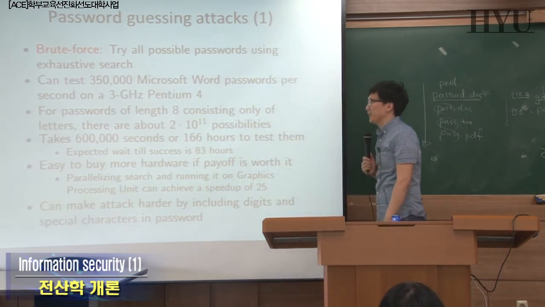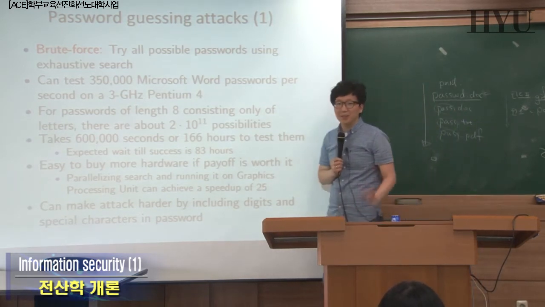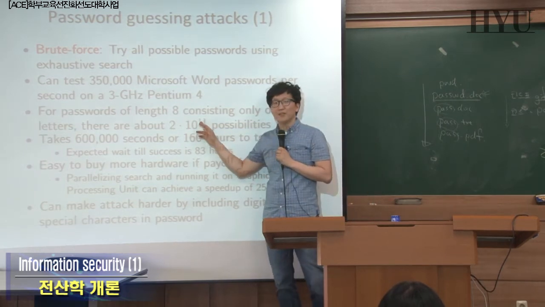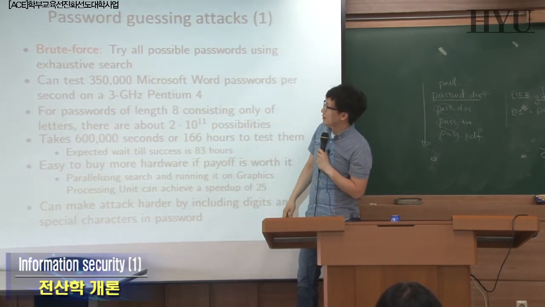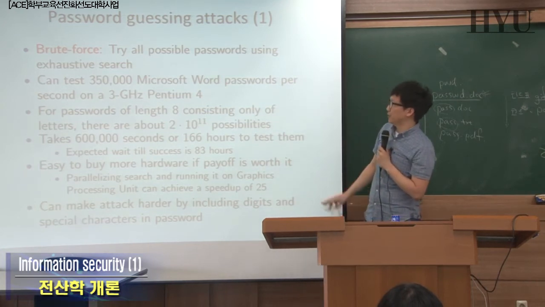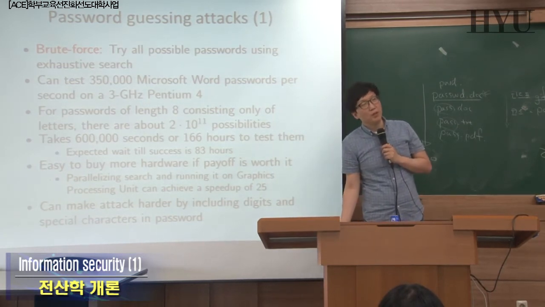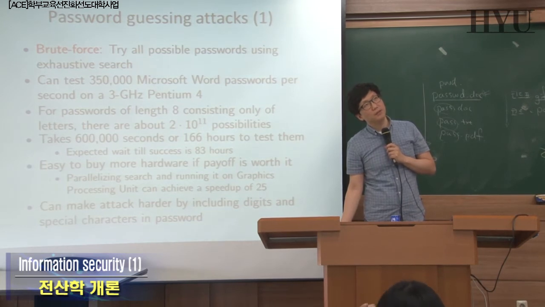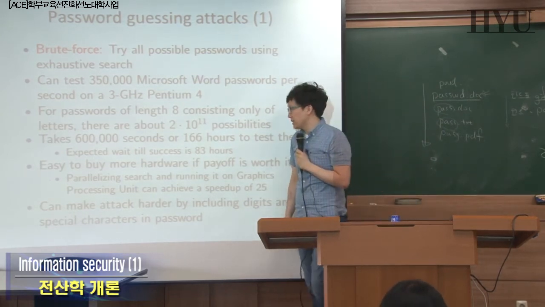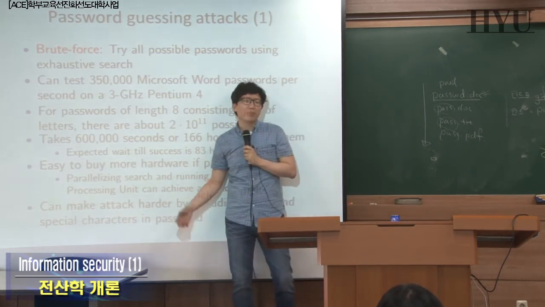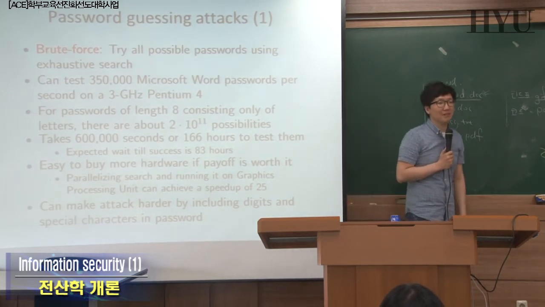Anyway, assuming your password only consists of letters and has a length of 8 characters, that gives you around 10 to the 11th possibilities. But you can try 350,000 passwords per second. That will give you 166 hours to test all the possibilities. How much is 166 hours? 24 hours, 7 days, and 8 more hours, right? More than a week. Expected wait till success is 83 hours. How do we get this? Expected wait. There are probabilities involved, in terms of probability and statistics. They usually ask what the expected time is, the expectation, for something to be done.